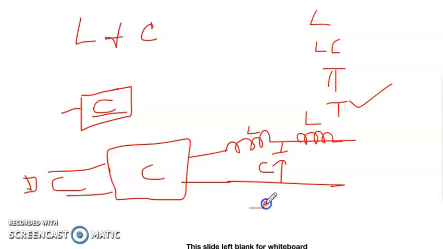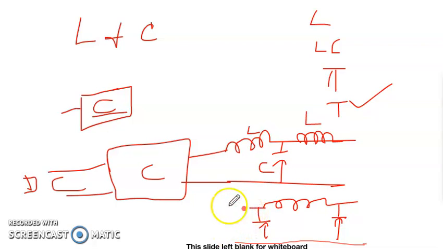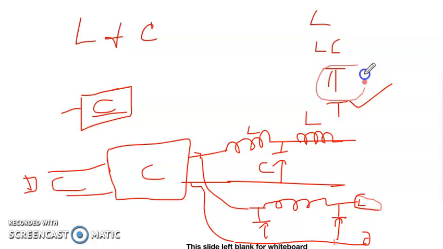If you want a pi filter, you draw an inductance, then one capacitance on this side and another capacitance on the other side. You give this side as the input and this as the output. This type of filter looks like the pi symbol, that's why it is called the pi filter. So that's all about the filters: L filter, LC filter, pi filter and T filter. There are four types of filters.